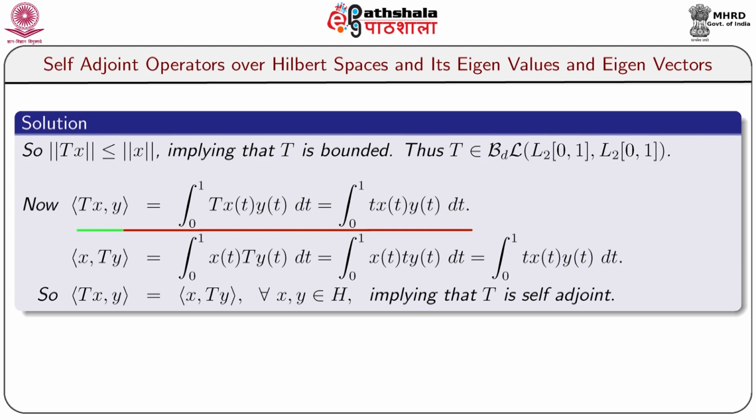Now, ⟨Tx, y⟩ = ∫₀¹ (Tx)(t) y(t) dt, which is equal to ∫₀¹ t x(t) y(t) dt. Again, ⟨x, Ty⟩ = ∫₀¹ x(t) (Ty)(t) dt, which is equal to ∫₀¹ x(t) t y(t) dt, which is equal to ∫₀¹ t x(t) y(t) dt. So, ⟨Tx, y⟩ = ⟨x, Ty⟩ for all x, y belongs to H, implying that T is self-adjoint.